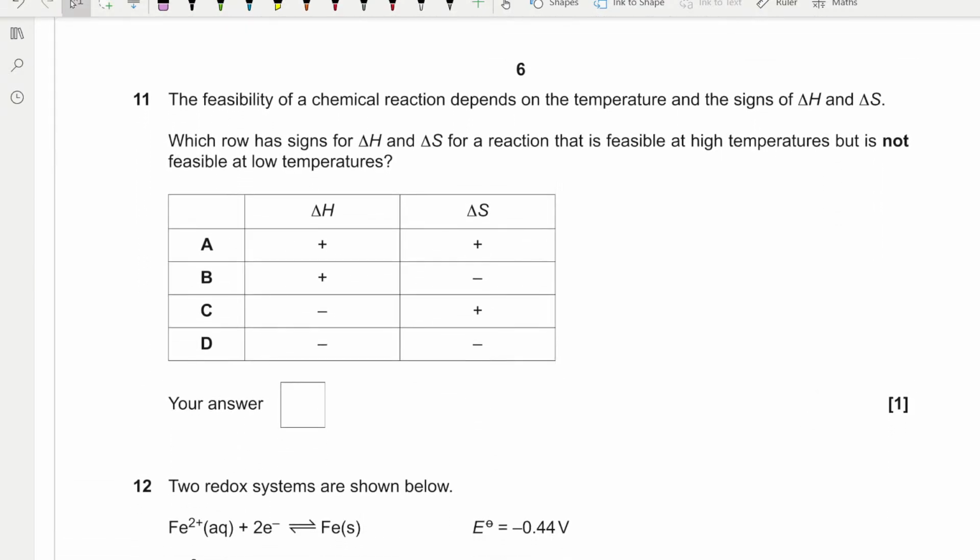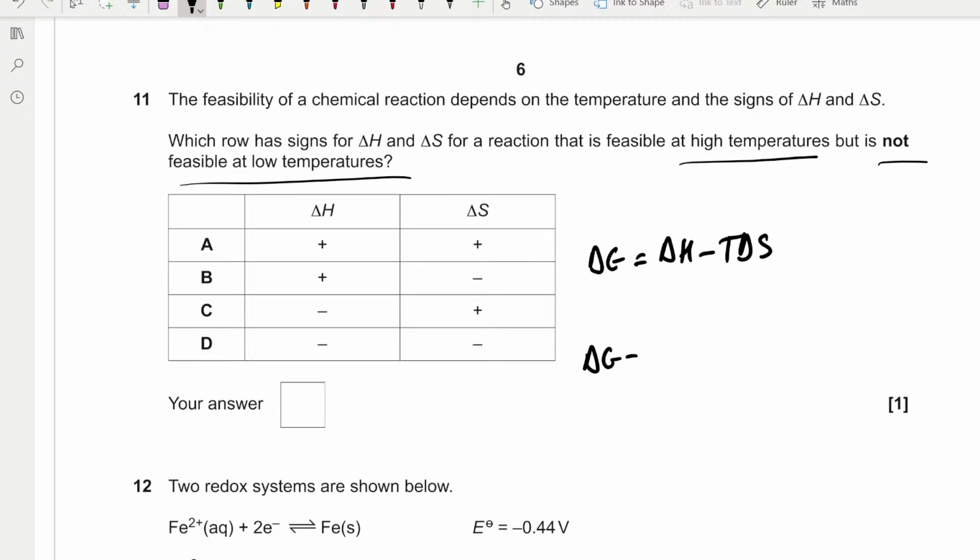Question 11. The feasibility of a chemical reaction depends on the temperature and the signs of delta H and delta S. So delta H is the enthalpy change and delta S is the entropy change. Which row has signs for delta H and delta S for a reaction that is feasible at high temperatures but is not feasible at low temperatures? So delta G equals delta H minus T delta S. So reactions are feasible when delta G is negative, or delta G is less than 0.